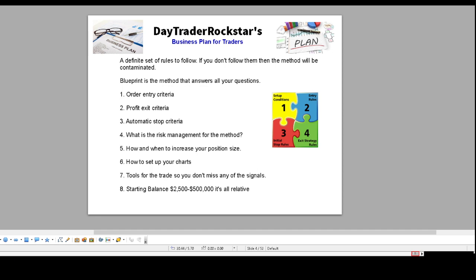You have to have everything defined for you. So I defined everything. When I teach, I try to define it as order entry criteria, profit exit criteria, where you want to get out, an automatic stop and where that goes in when you take the trade, the risk management of the trade, how and when to increase your position size, and how to set up your charts. That's basically what I want to make sure everyone knows how to do when they start trading.